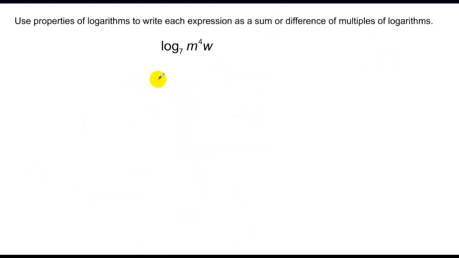So now we're going to go the other way, and we're going to split it apart. Now, in this case, what we need to do is we need to kind of go reverse order of operations. In other words, do our additions first and then do our powers last. So in this case, I see I have a multiplication which I can split apart into an addition by that first property. So I have the log base 7 of m to the 4th, and I'm going to add that to the log base 7 of w.